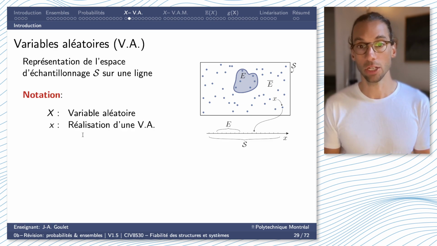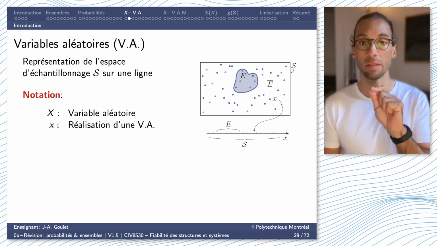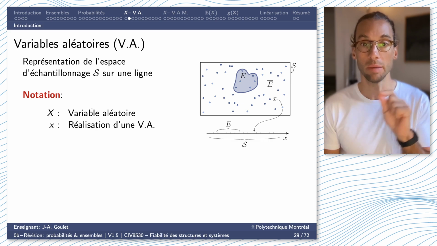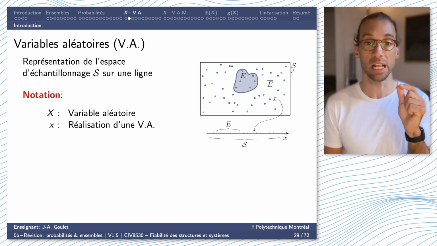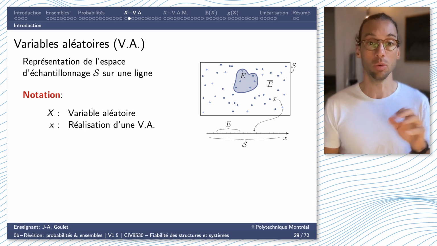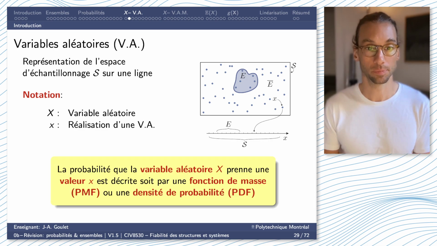In terms of notation, the lowercase x represents a realization, or one possible value, that my random variable can take. And capital X is going to be my random variable. A random variable in itself doesn't take one specific value. It can take any value in the sampling space defined for X, or lowercase x.